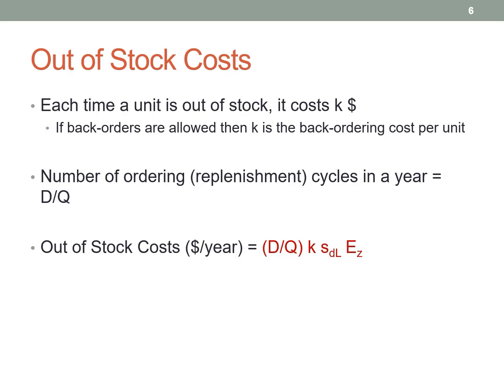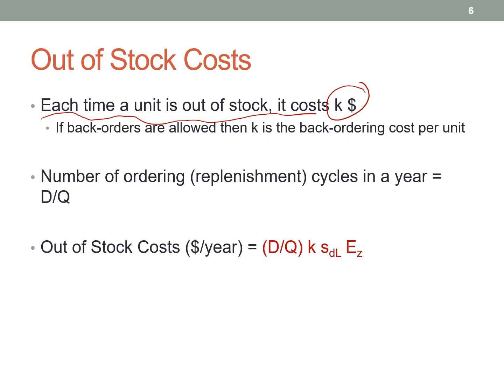So each time a unit is out of stock, it costs us K dollars. Now K will be given in the question. How do we figure out K? Again, I said you have to work with an accountant to figure out what percentage of customers walk away, and what percentage place a back order.